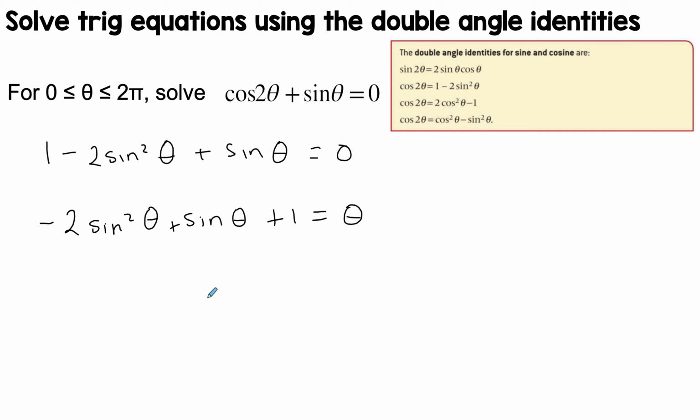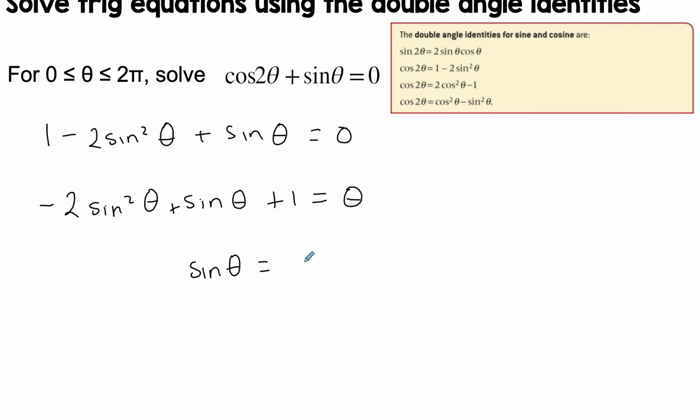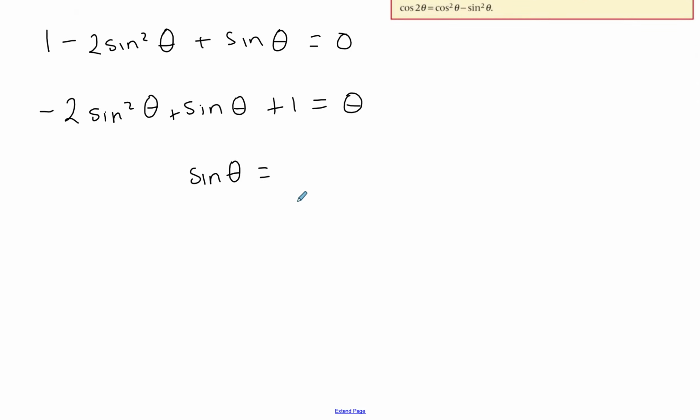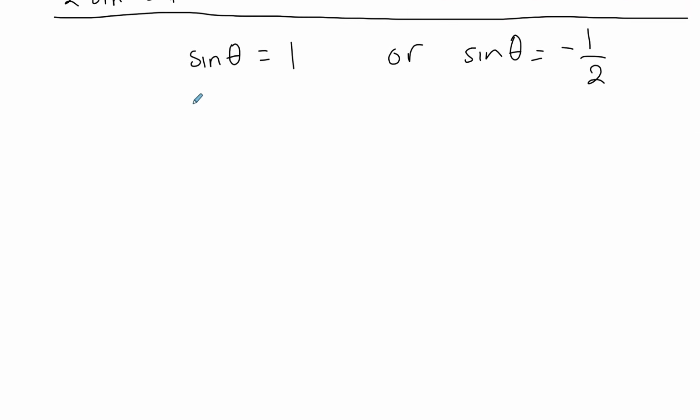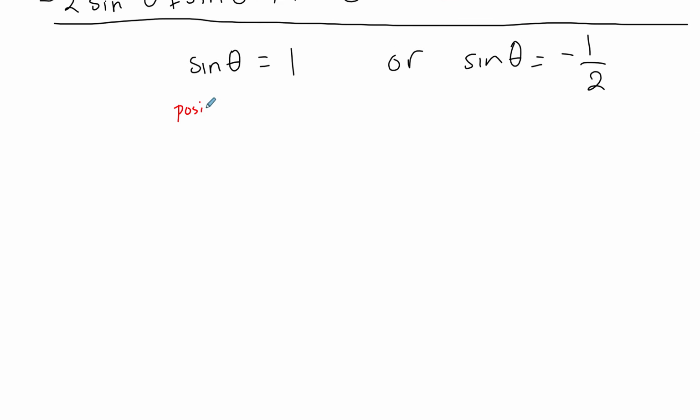And you will get that sine... I'm going to skip the steps where I do the solutions. This is a quadratic in sine, but you will get that sine theta is either equal to 1 or sine theta equals negative a half. Things to note in both of them is that this one is positive, so we're looking at the first and the second quadrant. This is negative, so we're looking at the third and the fourth quadrant.